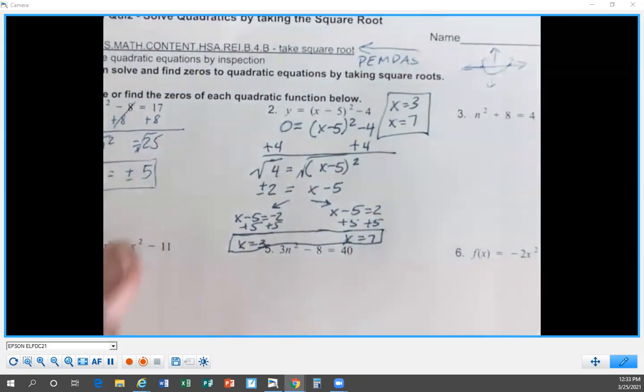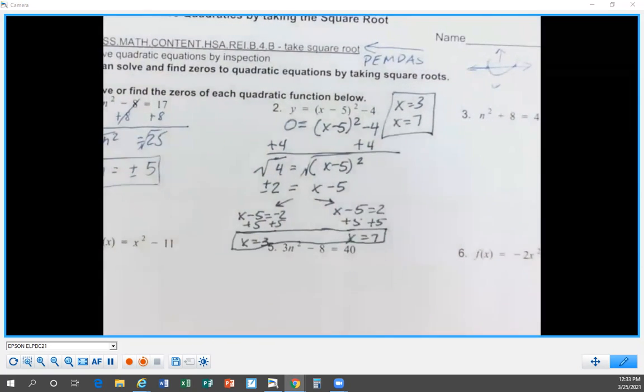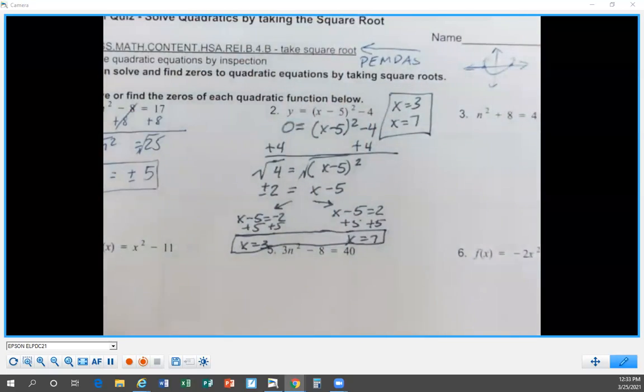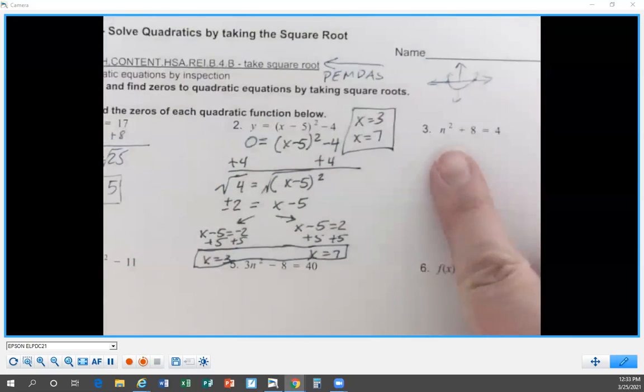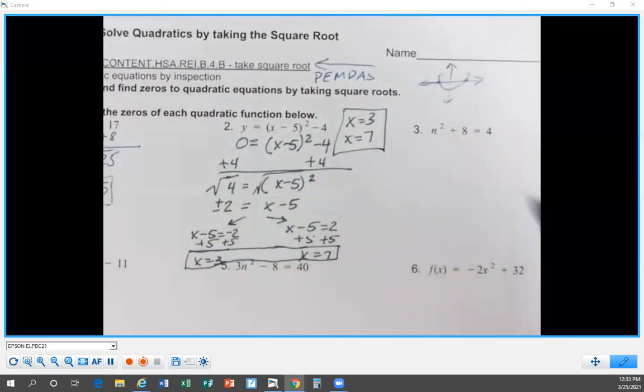And then again, on your real quiz, it's a manual check because some kids put like the word and in between, some kids don't. So if it gets marked wrong, don't worry, it's a manual check. Number 3, we just have one variable, so it's a simple square root problem.